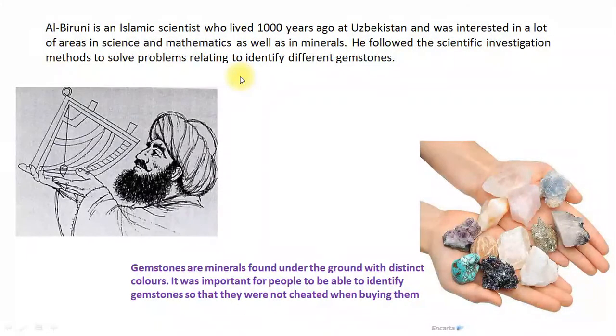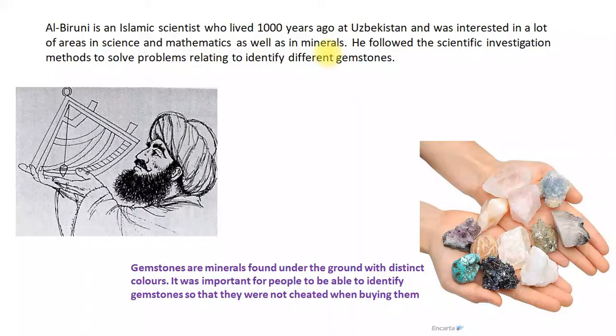Okay, the guy Al-Biruni is an Islamic scientist who lived 1,000 years ago in a country we currently call Uzbekistan, and he was interested in a lot of areas in science and mathematics, as well as in minerals in those days. He followed the scientific investigation style or method to solve problems related to identifying different gemstones. Gemstones are actually minerals found under the ground with distinct color.